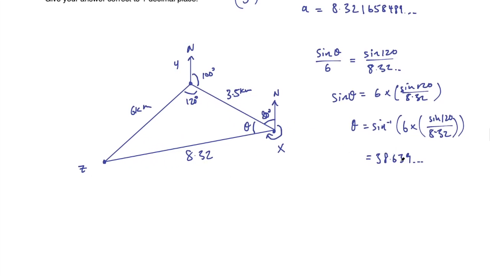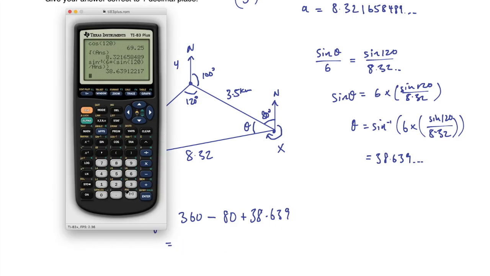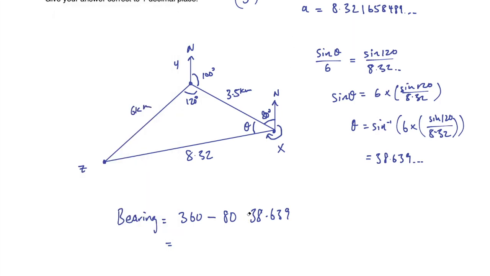So to work that out, we want to add this to 80 degrees. So the bearing is going to equal 360, the angles around a point, subtract 80 plus this answer here, this angle in here. So 38.639. And if we put that into a calculator, 360 subtract 80. Sorry, that should be a subtract as well. I don't know why I put plus there. So we're subtracting both of those angles. I guess I meant we could put a plus and then brackets around that. That would be accurate. But we can just subtract it as well.